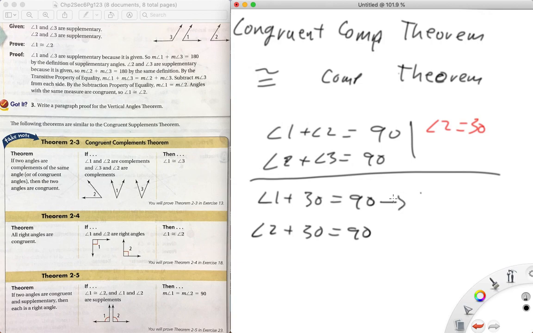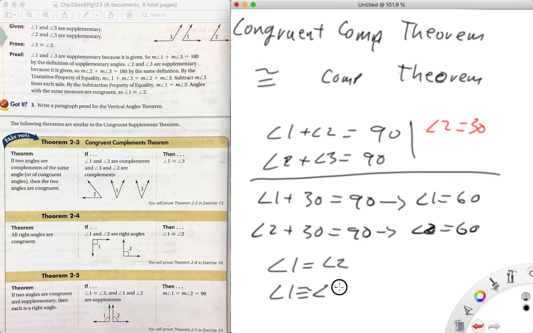If I subtract 30 from both sides, angle 1 would equal 60. Subtract 30 from both sides, angle 3 would equal 60. Since they both equal 60, then angle 1 is equal to angle 3. Therefore, angle 1 is congruent to angle 3. If two angles are complementary to the same angle, then they are congruent.